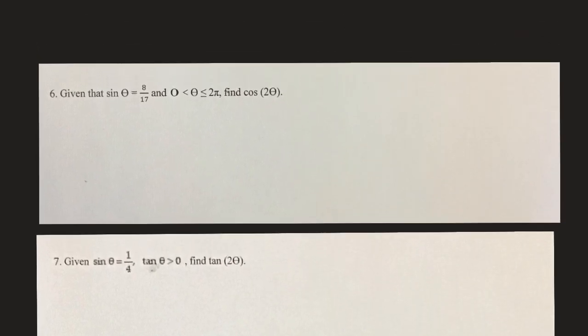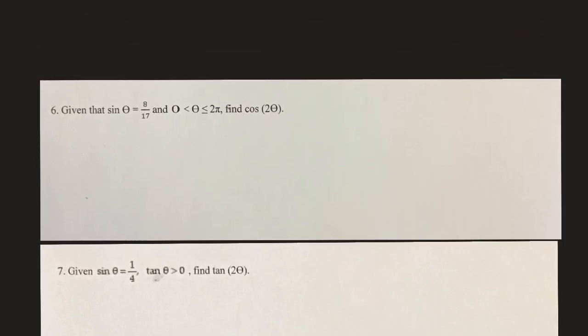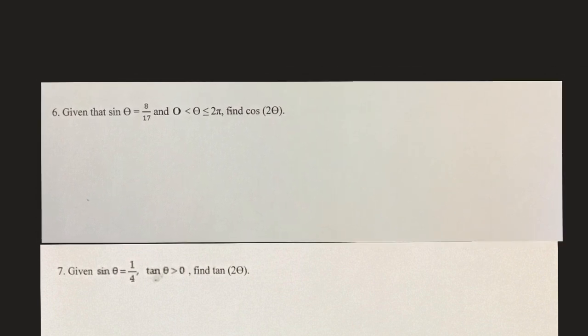Okay, here's the second review for you. Given that the sine, and we're on that doesn't really mean much, the second part. Find the cosine double angle. So we're looking for a double angle formula for cosine.